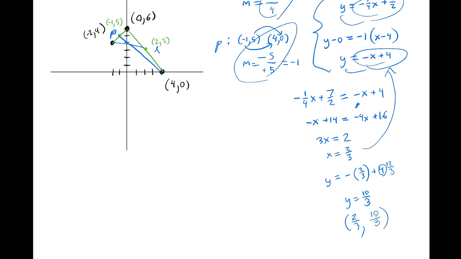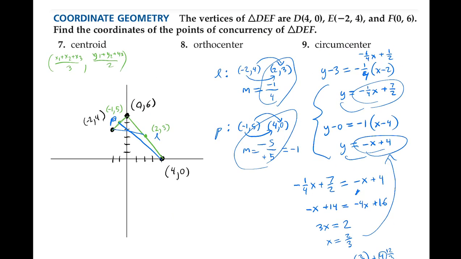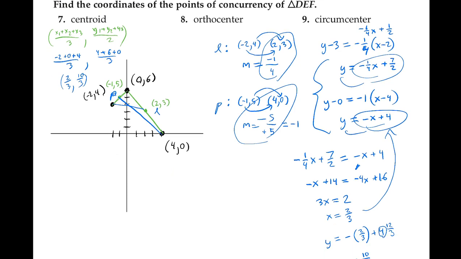Now let's do it the other way just to double check that we got it right. And so up here, I'm going to add up the 3 black points here. So we get -2 plus 0 plus 4 over 3. And then we get over here 4 plus 6 plus 0 over 3. And what we end up getting is (2/3, 10/3). Oh yes, that was shorter. Okay. But I like using the algebra to do it.